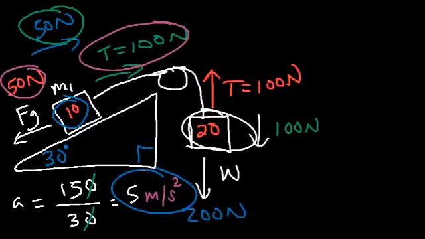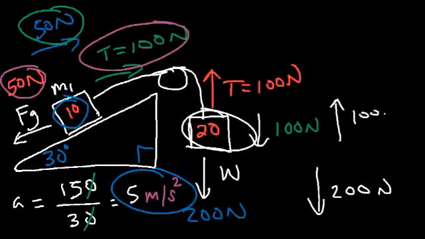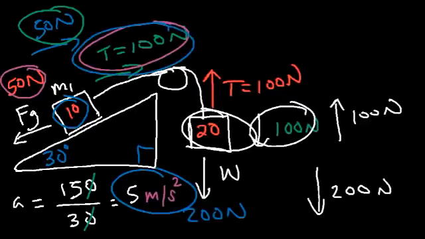And for this object, it experiences a downward force of 200 and an upward tension force of 100. So 200 minus 100 is 100, and so you have a net downward force of 100. In either case, the tension forces are equal and everything is balanced, so we have the answer.